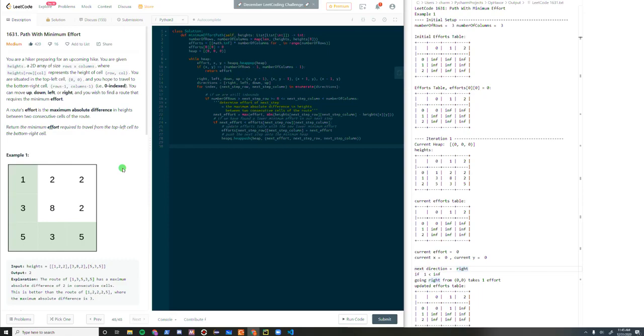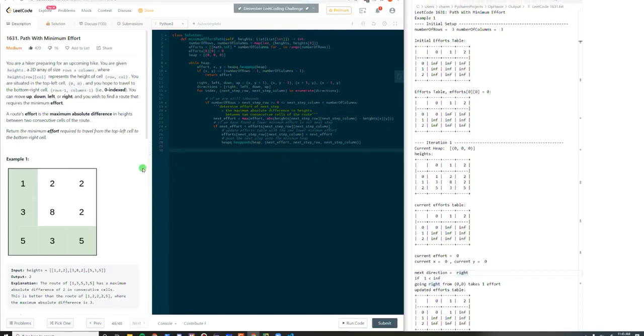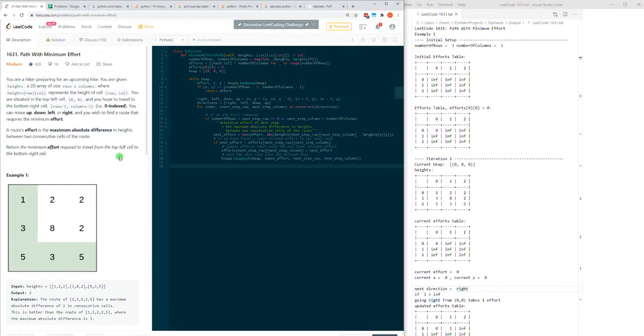This is something where we clearly use Dijkstra's, because any pathfinding algorithm with non-negative weights is where you want to use Dijkstra's. So this is just an easy go-to for Dijkstra's.